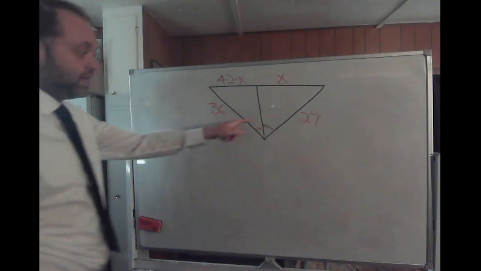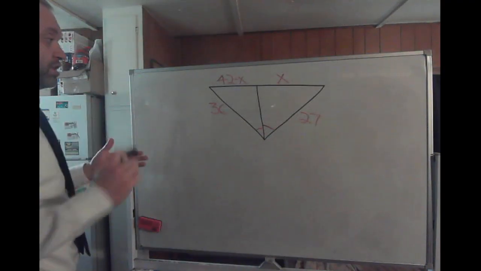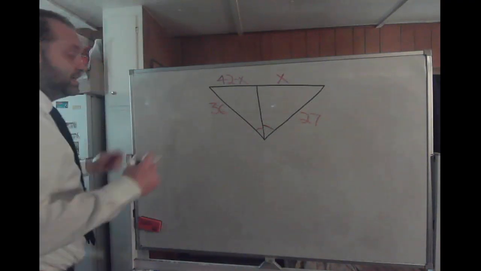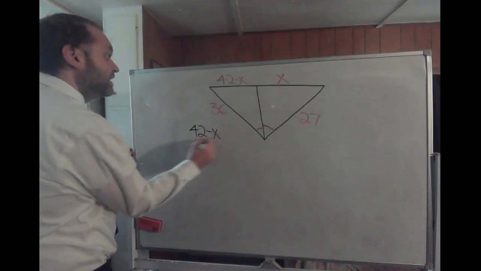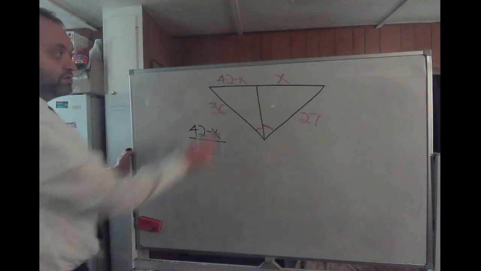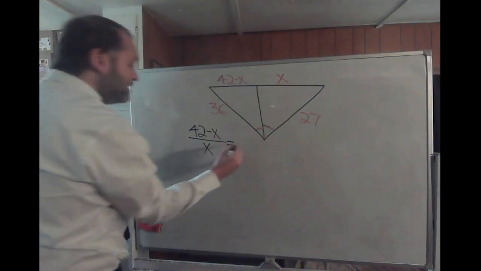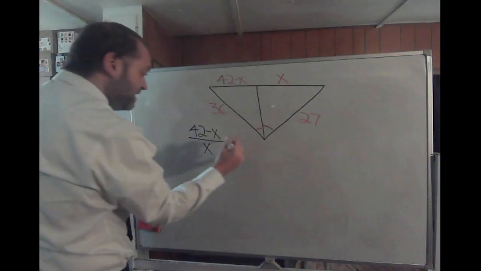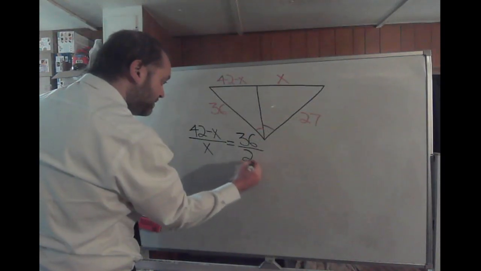So you see your bisected angle with the congruency markers. So I'm going to start at the left again. That's going to be 42 minus x to x. So always start on your opposite side first. Start at the left to the right. It'll be the ratio of the left to the right. That's going to be equal then to the left side, which would be 36, to the right side, 27.